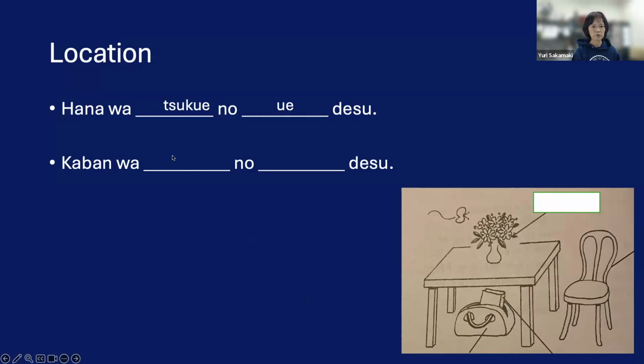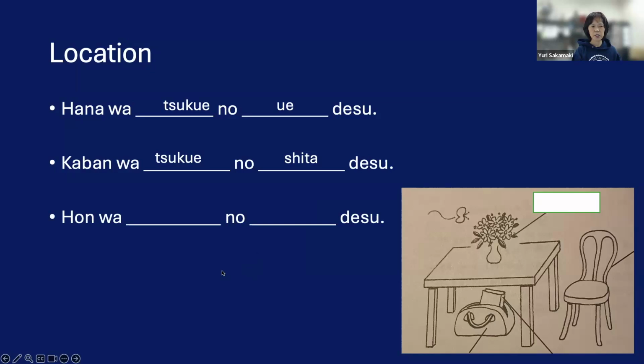So what word would you put here? Follow this pattern. So if you do that, you're going to say, oh, okay, I need to say tsukue first. Tsukue no. And flowers are on top, but the bag is underneath. So do you remember the word for under? And that will go here. So that will be tsukue no shita desu. And you can just use the word desu for now. So you can say the bag is under the desk.